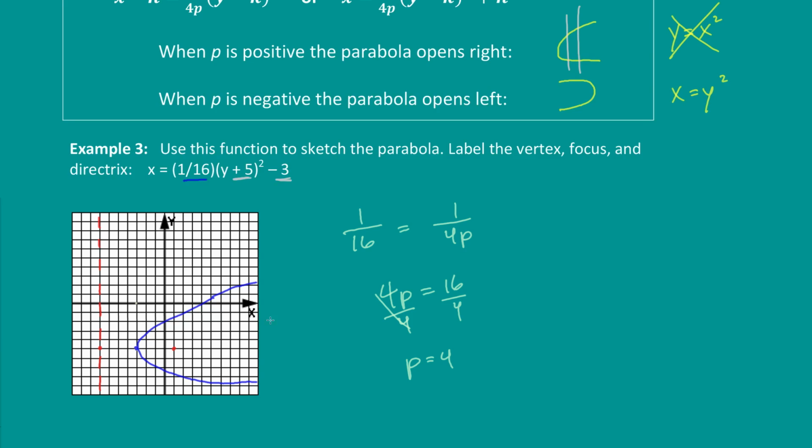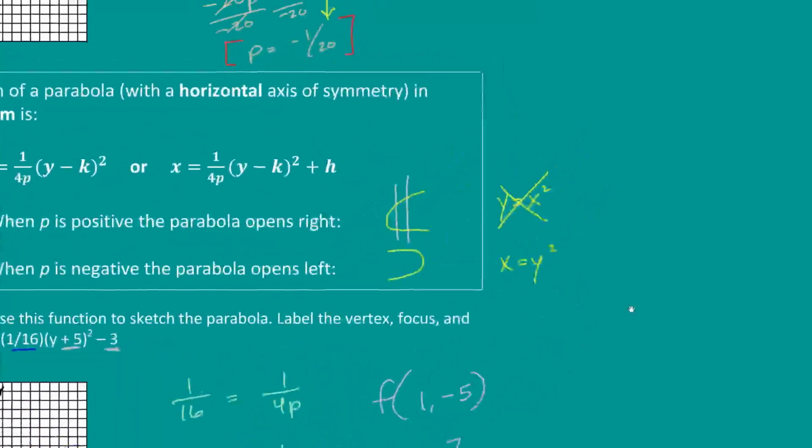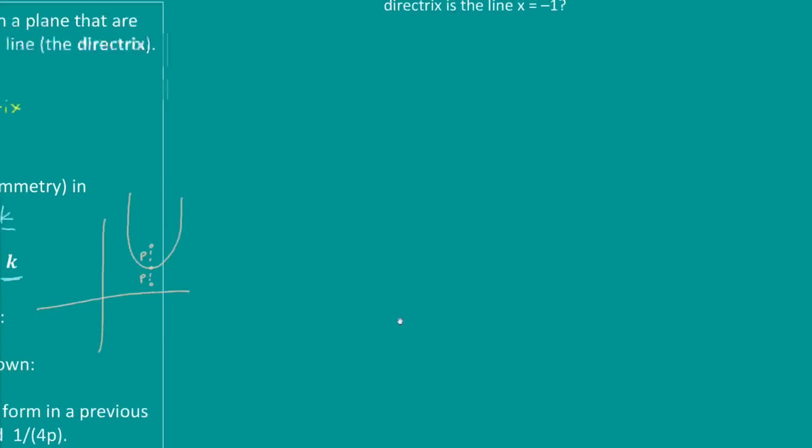So what is our focus? Well, our focus is going to be the value of, if you count it out, 1, -5. And our directrix is going to now be, instead of y equals, because this is a parabola that's opening right, because it's an x equals y squared, this is going to be an x equals, so our directrix is going to be x equals -7. That's our directrix. Let's see if we've got any more.